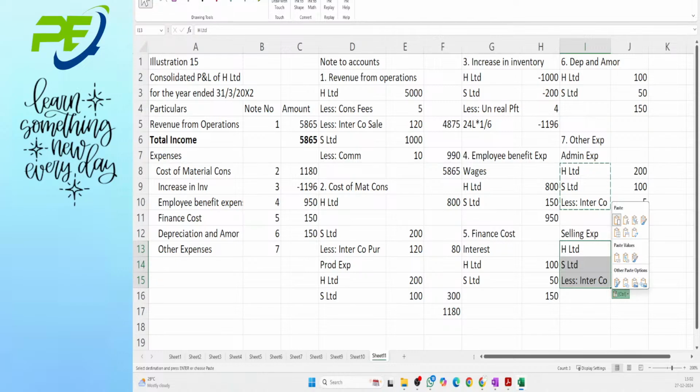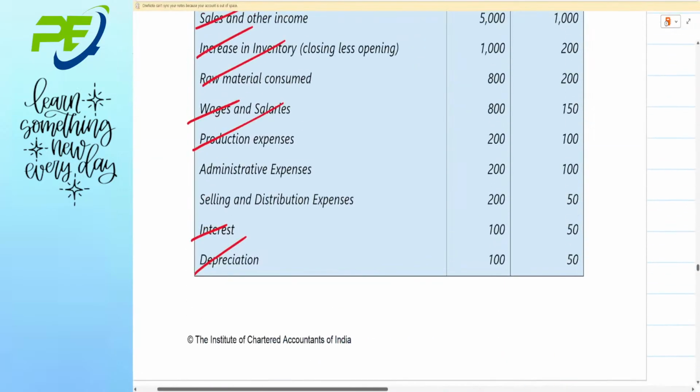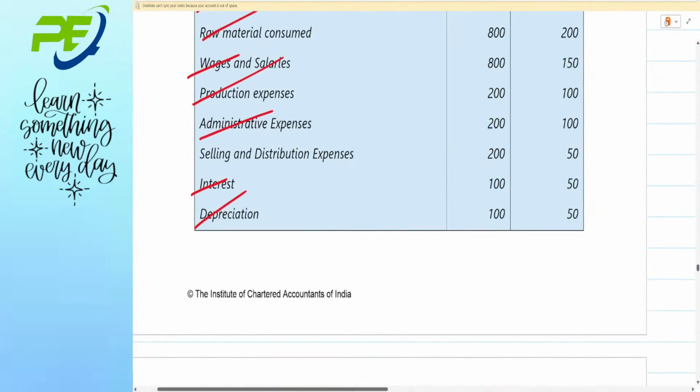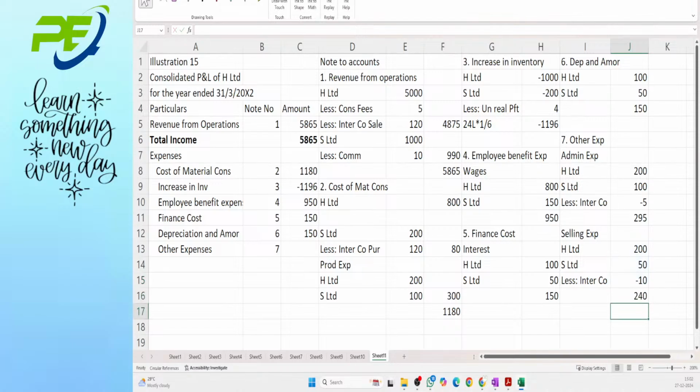Then selling expense. H Limited, S Limited, intercompany. So 200, 50 and intercompany owing minus 10. 240. So total other expense 535. So total expense 1769. Profit 4096. Profit is 4096.